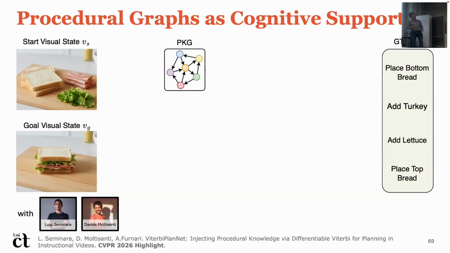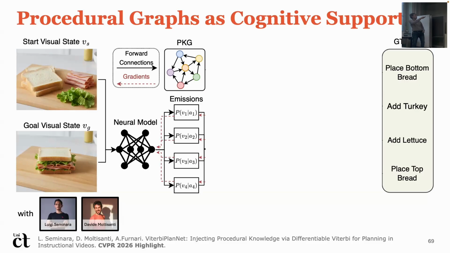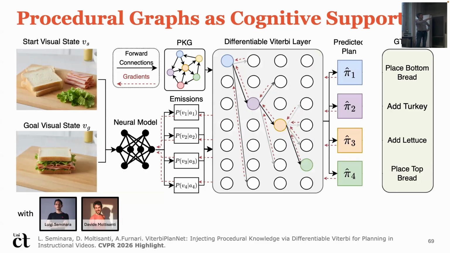Instead, we ask, if I have a procedural knowledge graph, like the one that you saw before, can I inject this procedural knowledge graph inside the neural network so that the neural network is aware at training time of this procedural knowledge and can use it at training time and so also at test time? We use a simple Markov chain model where we ask the neural model to predict emission probabilities rather than posterior probabilities. The way we constrain these to be emission probabilities is that after predicting these numbers, we inject them into a differentiable Viterbi layer.